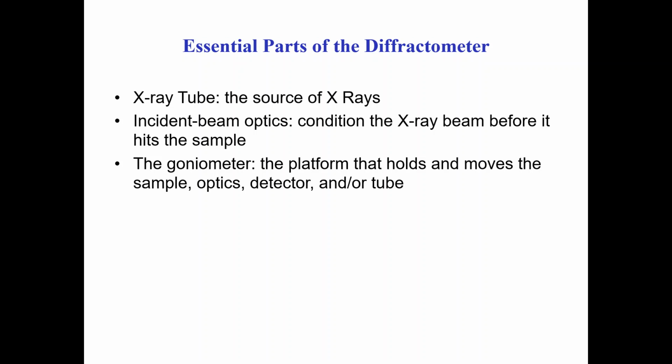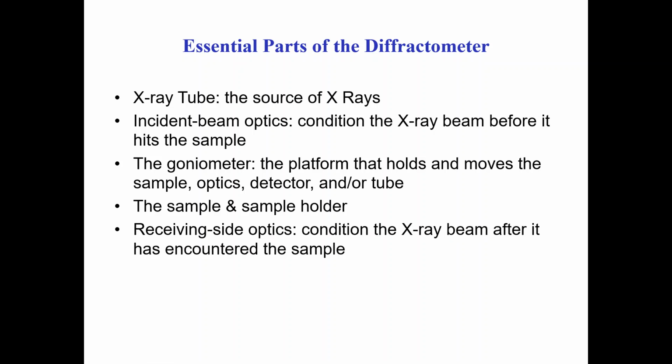Then another part we have is called the goniometer. What is the goniometer? The goniometer is the platform that holds and moves the sample, optics, detectors, and the tube. Then we have the sample and sample holders, and the receiving side optics. What is that? It conditions the X-ray beam after it has encountered the sample.